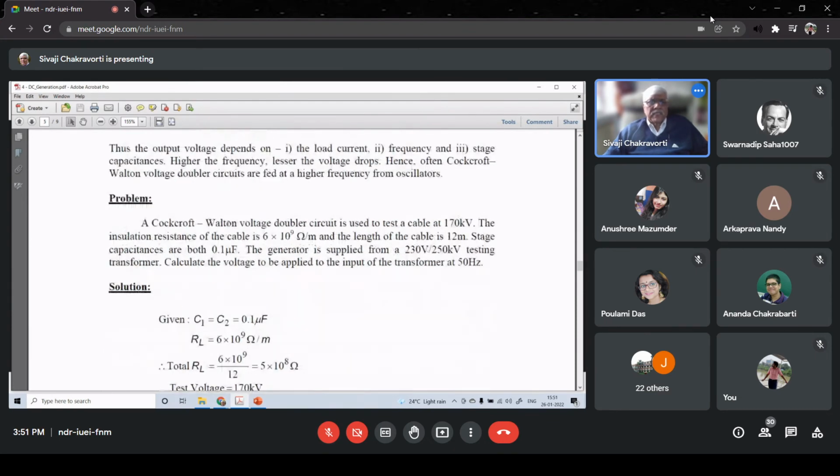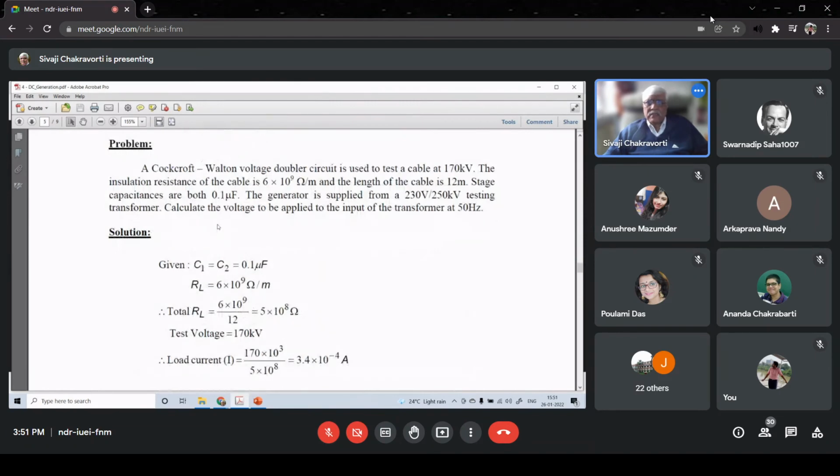So a problem is given here. You can see what is stated. A Cockcroft alternate voltage circuit is used to test a cable at 170 kV. The insulation resistance of the cable is 6 into 10 to the power 9 ohm per meter. Per meter means per meter length of the cable. And the length of the cable is 12 meters. Stage capacitances are both 0.1 microfarad, that means C1 and C2.